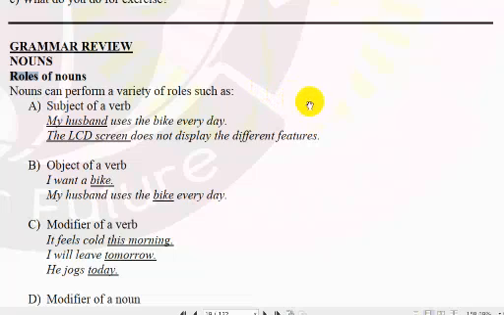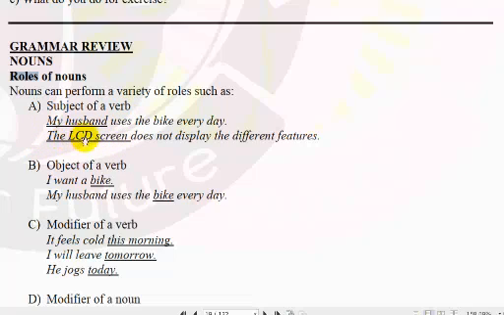Let's explain some basic functions of nouns. Number one is a noun as the subject of a verb. A subject can be a noun or a pronoun. The noun becomes the subject of the sentence, meaning the person who is doing it. My husband uses the bike every day. You have "my husband," which is the noun, and "uses," which is the verb.